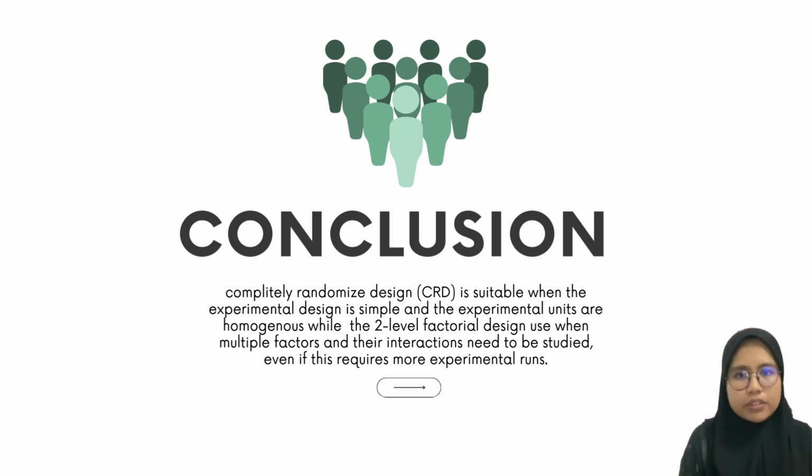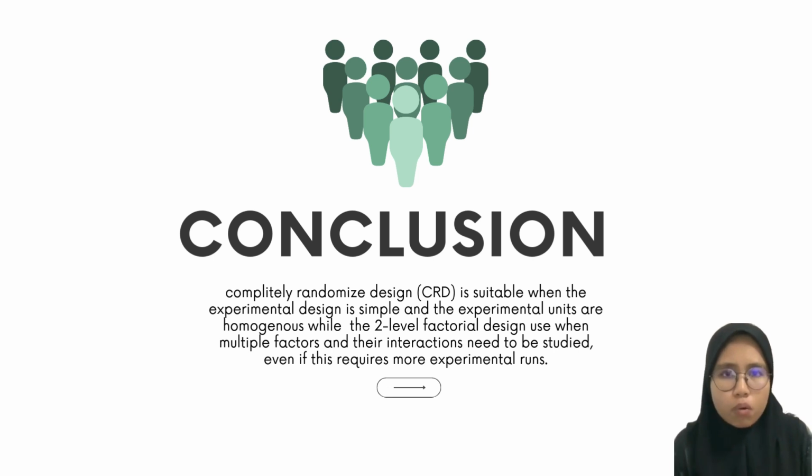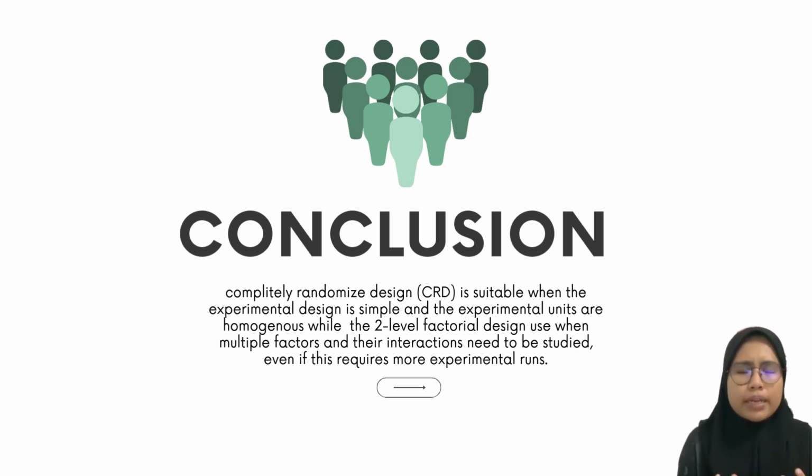Completely randomized design (CRD) is suitable to use when the experimental setup is simple, interactions are not important, and the experimental units are homogeneous, while the two-level factorial design is suitable to use when multiple factors and their interactions need to be studied, even though it requires more experimental runs. So in conclusion, if the system is complex and the aim is to optimize and understand the interaction between the factors, the two-level factorial design is generally better compared to the completely randomized design.